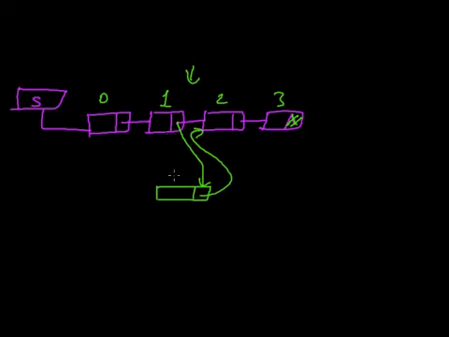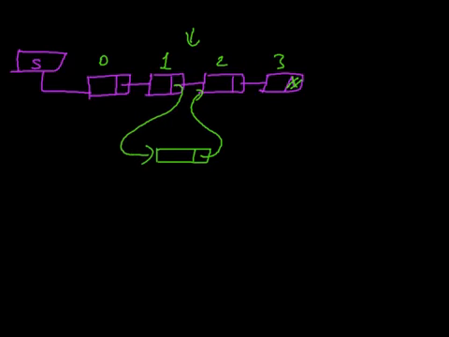Next, the link part of the first node needs to be pointing to this temp node. So we will copy the address of this temp node here. So what will be the case now? This will start pointing to this, and this will start pointing to this. So we will be able to insert a new node in the specified location. Let's check the code.